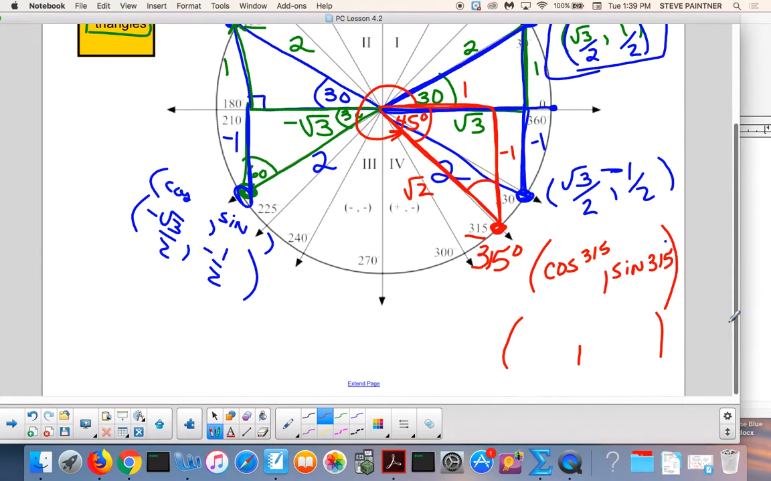What's cosine going to be? No, cosine will be positive 1. Positive 1 over the square root of 2, which ends up being square root of 2 over 2. Yeah. What's the y value? Negative square root of 2 over 2.